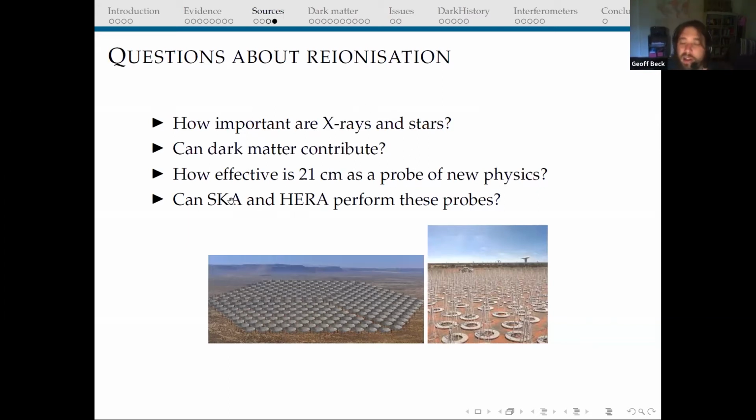Okay, and another interesting question to which the conventional answer is often no is can SKA and HERA perform these probes? So we'll look at some arguments later as to why it might be possible to probe the global 21 centimeter background, which is our probe of choice for dark matter here, with an interferometer like HERA and SKA low, pictured below.